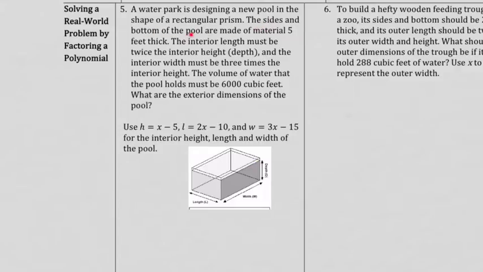The sides and bottom of the pool are made of material 5 feet thick. So the thickness of the material is 5 feet. When you calculate the volume of water that the pool holds, you don't care about the total distance outside. You care about the total distance inside, right? Does that make sense to you guys? If I'm caring about how much water the pool can fit, I don't care that this is 20 feet or 30 feet. I care how far away the walls are on the inside of the pool. So the interior depth, the interior width, the interior length, not the exterior. Okay? But the question is asking us for the exterior dimensions of the pool.